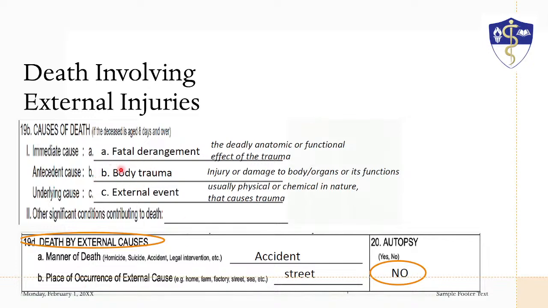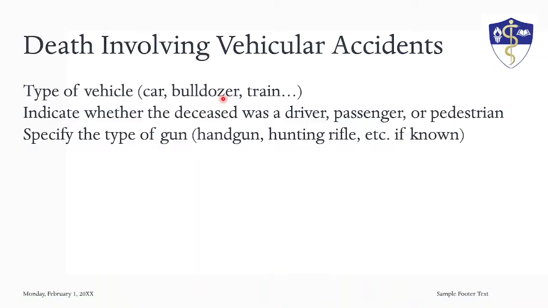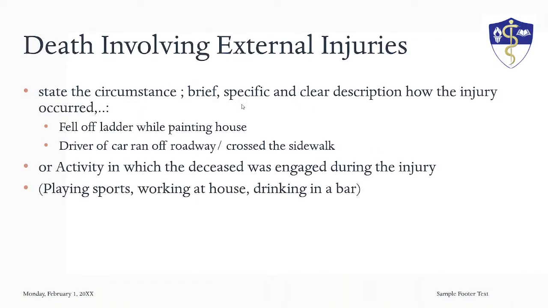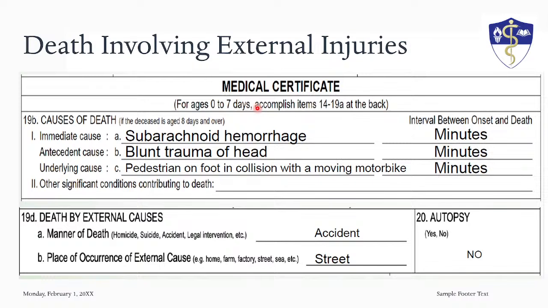This is the body trauma. The body trauma was blunt force trauma. Blunt trauma. So yun po. Kaya yun nakalagay dyan. Blunt trauma minutes. And then yung kwento, si underlying cause of that, UCOD. Pedestrian on foot in collision with a moving motorbike. If you put it like that, this becomes statistically significant po. Sa mga motorcycles po, para magkaroon po ng basis for intervention.